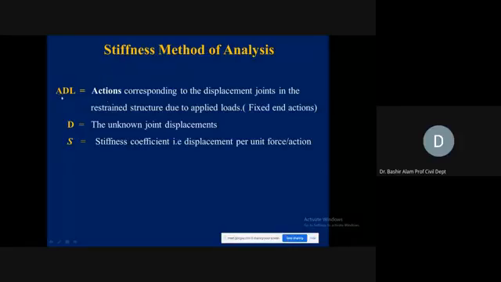That was displacement. But here now ADL, it is the action corresponding to this displacement joints in the restraint structure due to the applied loads, fixed end actions. D क्या है? This is the unknown joint displacements, which are your kinematic indeterminacy. S क्या है? It is the stiffness coefficient, which is displacement per unit. No, this is the displacement per unit force. It is the definition of the flexibility matrix.